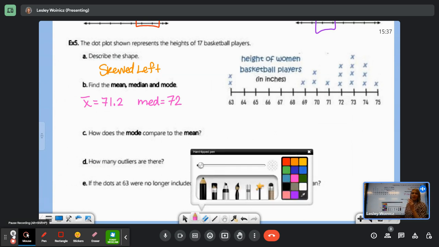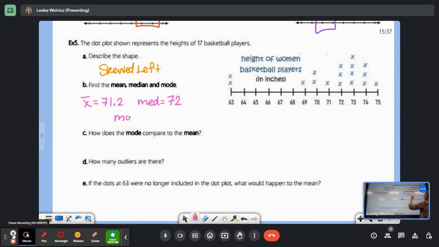Okay, the mode isn't on the 5-number summary thing on the calculator, but I can tell what the mode is by looking at my dot plot. It is 73. Mode is the most repeated. How does the mode compare to the mean? It's higher, greater. Correct. The mode is greater than the mean.